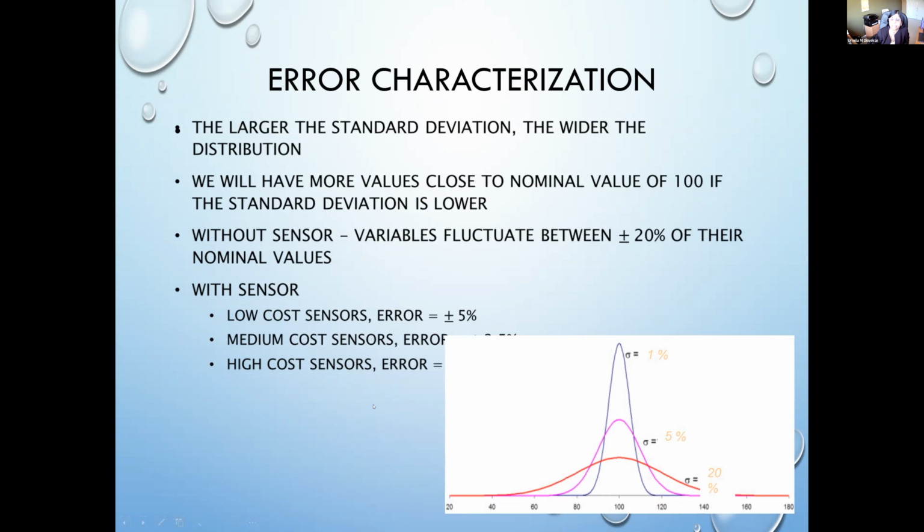Okay, high cost sensors have 1%, medium cost sensors have 2.5%, and low cost sensors have 5% error. And if you don't have a sensor, you are going to get a larger error, that is 20%. By doing that, we eliminated the sensor, the mixed integer part of it, because we have distributions for each case. And that also helps in the stochastic programming problem.